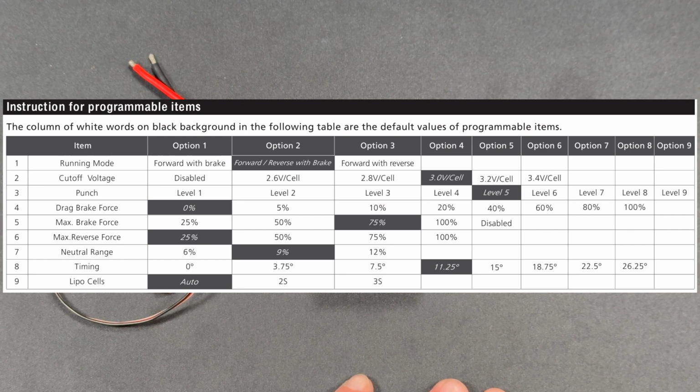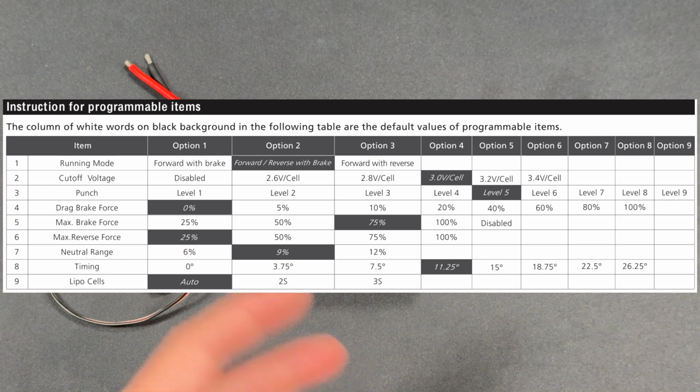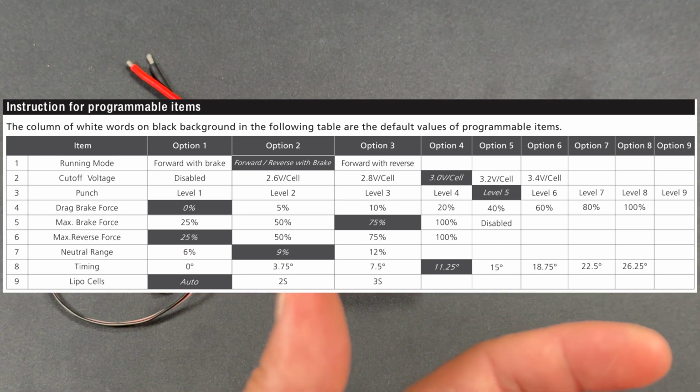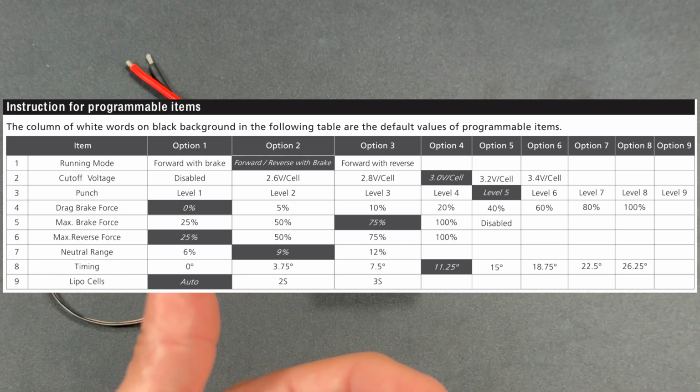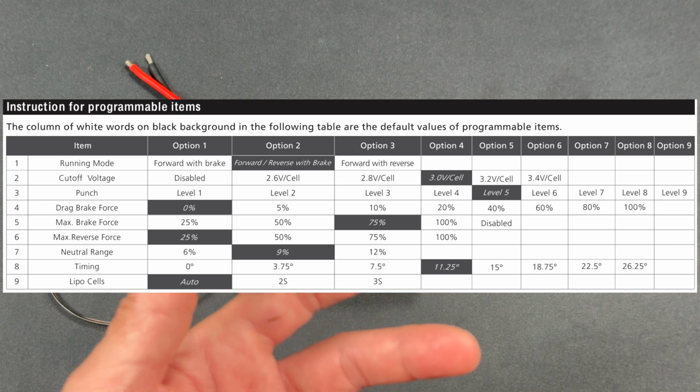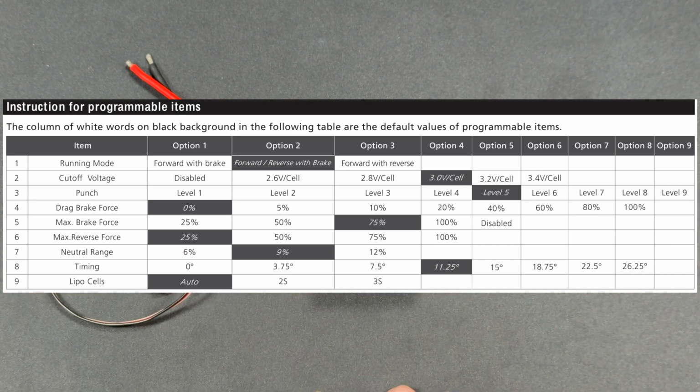The punch setting, number 3, is the time response of the speed control based off your throttle inputs. If you find that the throttle is too twitchy, you can't pull the trigger slow enough, you can lower the punch. If you want quicker response from the speed control to your throttle input, you would raise that punch setting.